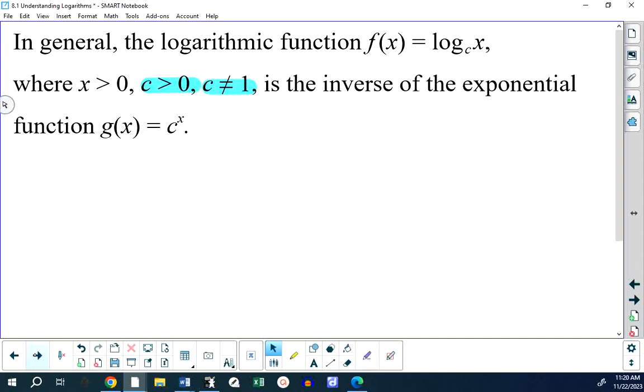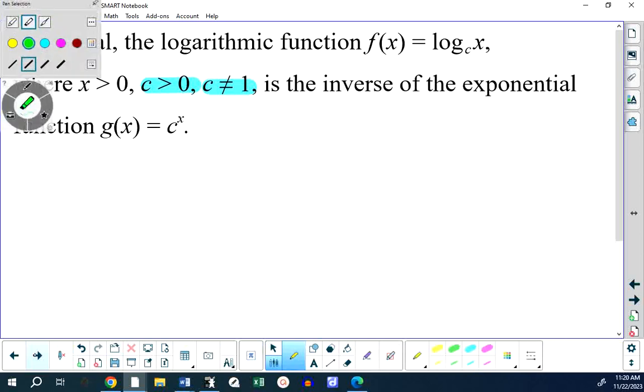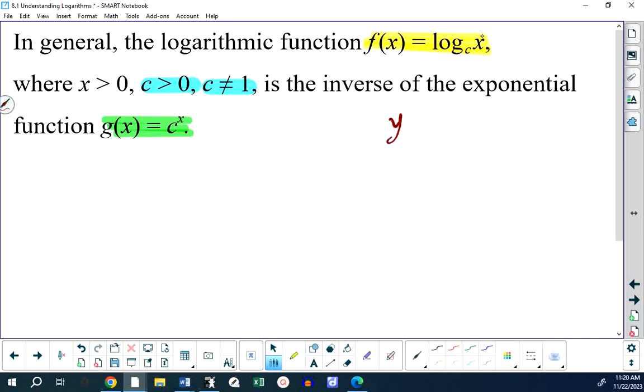This up here that I'm going to highlight, and I'm going to run out of colors, but that's okay, and this that I'm going to highlight are inverses of each other. Because this over here, which is y equals log base c of x, is the same as x equals c to the y. Same. And when you compare x equals c to the y to y equals c to the x, we've swapped x and y.